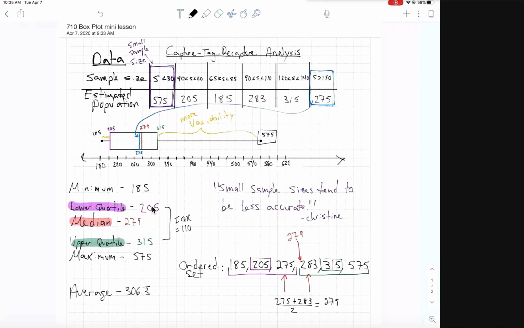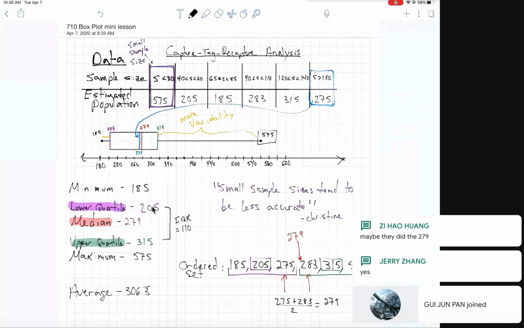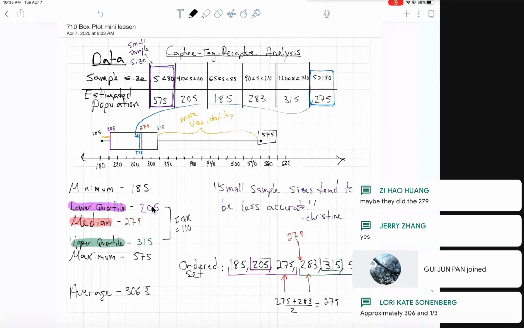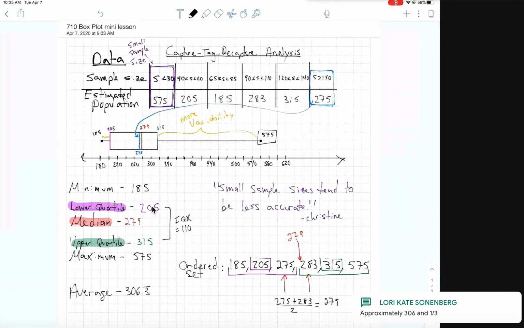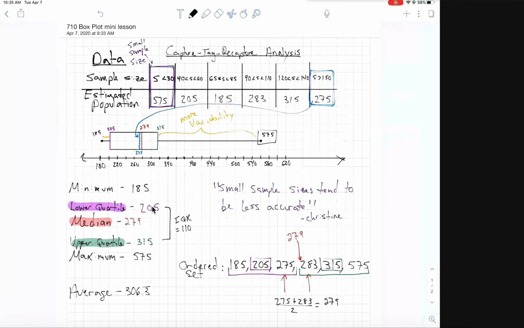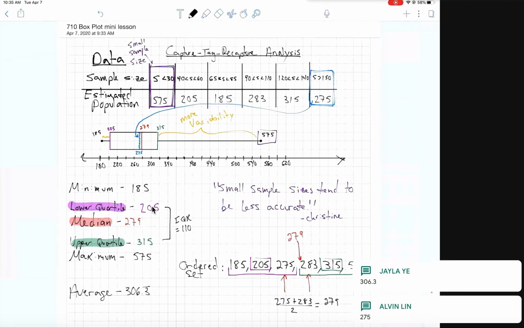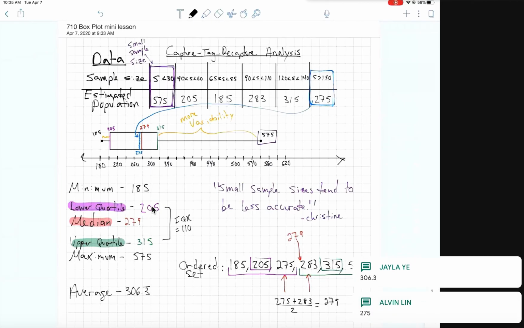So if we had to use all this information together to make a final estimation for the number of fish, maybe they did the 279. Yeah, the 279 is not included. That's the median. That wasn't part of our original data set. What would you guys estimate the number of fish in the pond to be? What would be your final estimation for the number of fish in the pond if we had to use all this information?